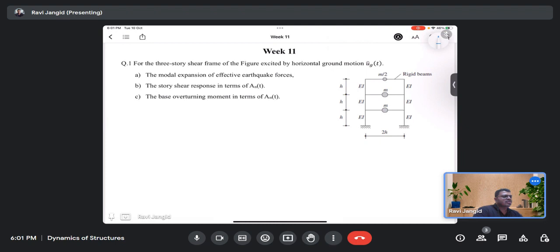The first question is that we have a three-story shear frame, shown in the figure, which is excited by the horizontal ground motion ug double dot t. We need to find the modal expansion of the effective earthquake forces, then the story shear force response in terms of An, and then the base overturning moment in terms of An. We do not have a particular response spectrum for this problem, so we will find the response in terms of An or Dn, where An is the acceleration in the nth mode.